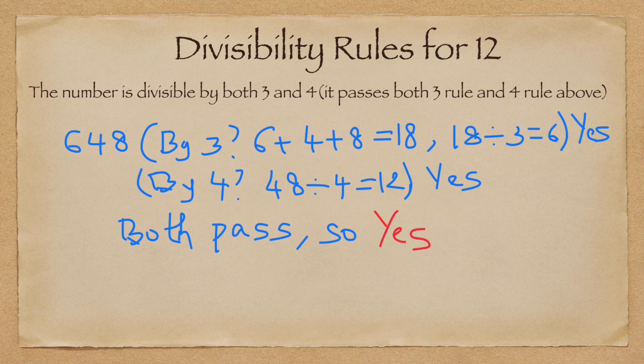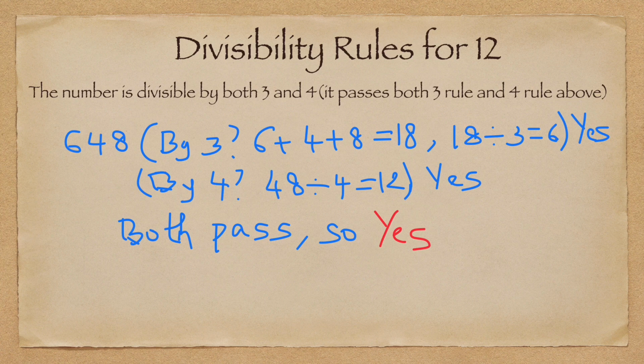Divisibility rule for 12. The number is divisible by both 3 and 4. That means it has to pass both rules, the divisibility rule for 3 and also the divisibility rule for 4. Let's see an example. 648. Let's check first whether it is divisible by 3 or not. 6 plus 4 plus 8 is equal to 18. So 18 is divisible by 3.